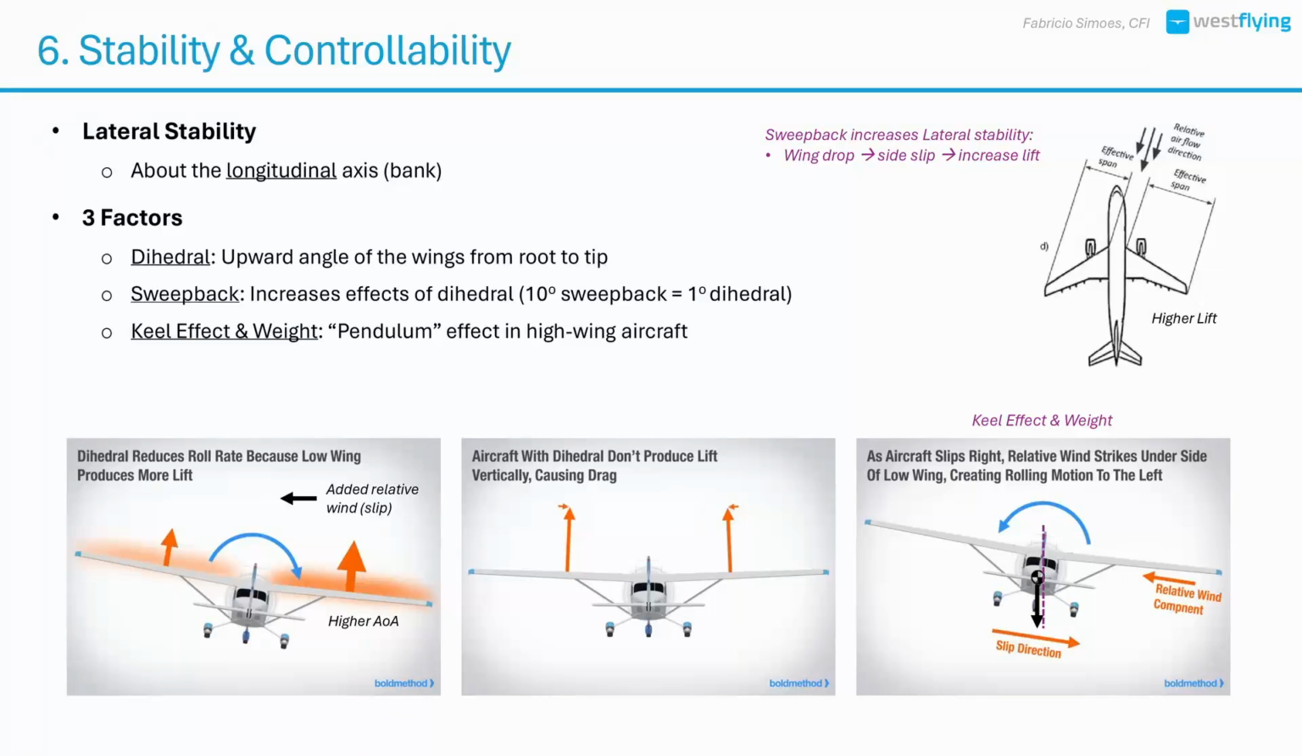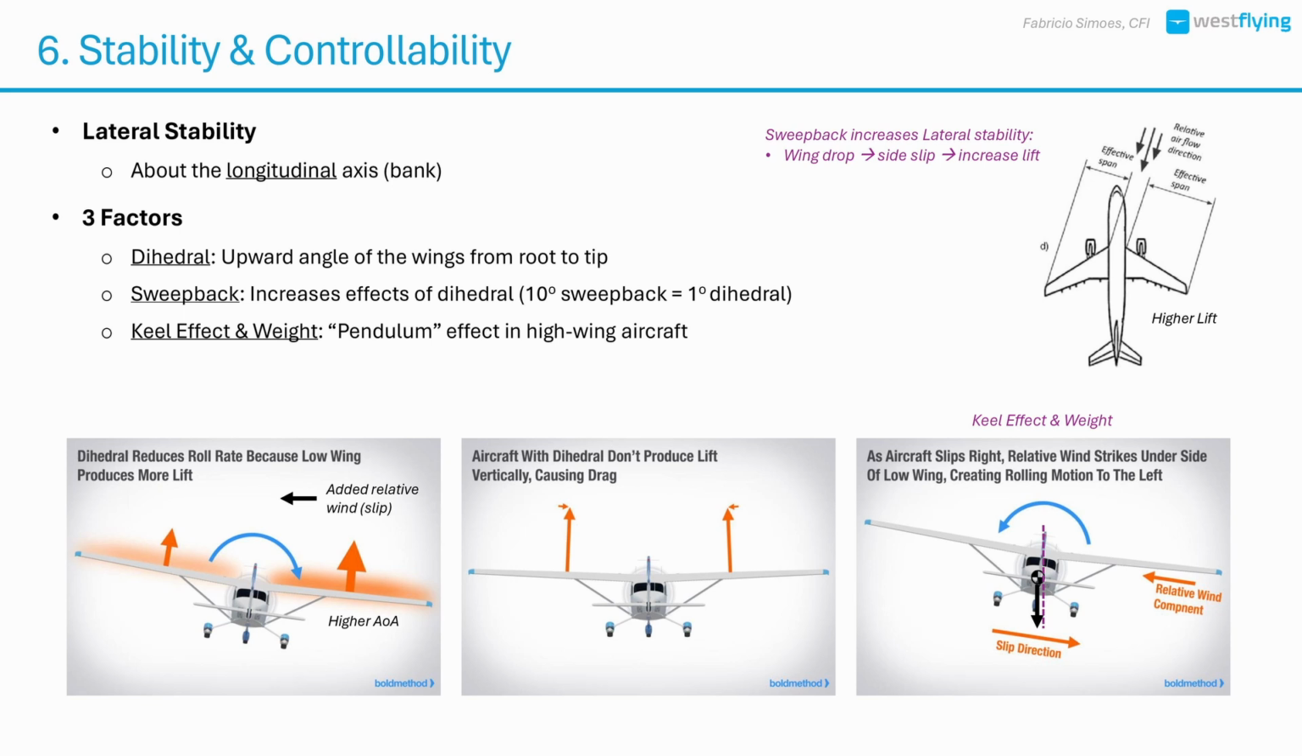Now let's shift to lateral stability, which is the aircraft's stability around the longitudinal axis, or roll stability. There are three main contributors to lateral stability. Dihedral. This is the upward angle of the wings from root to tip. When the airplane rolls into a side slip, the lower wing has a higher angle of attack, generating more lift and rolling the aircraft back toward level flight.